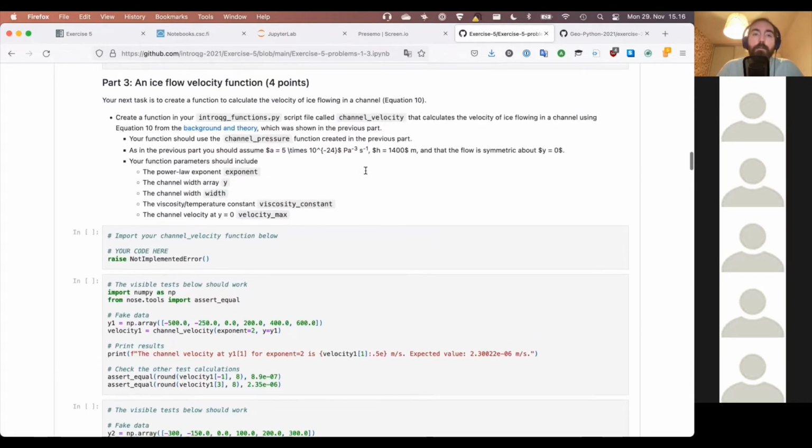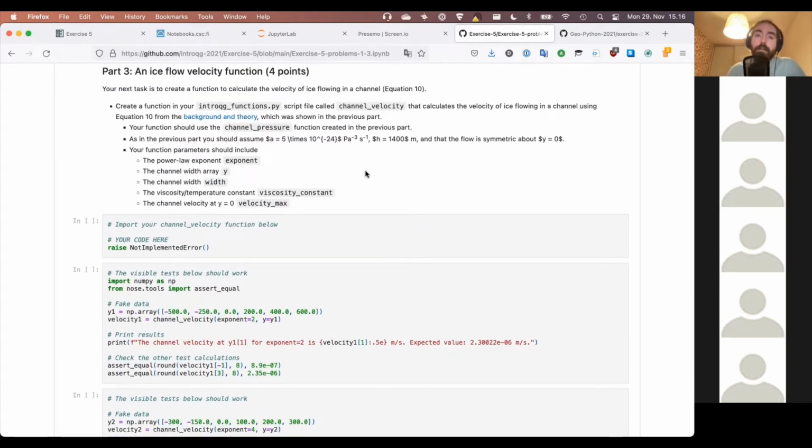So you'll create another function here for calculating the velocity of the ice from one wall to the other of this channel. Again, it'll have a lot of the same parameters that you pass into it: exponent, width, viscosity constant, and velocity max, in addition to a channel width array y. So this would be a NumPy array that goes from one wall of the channel to the other with the specified distance of the points between them.